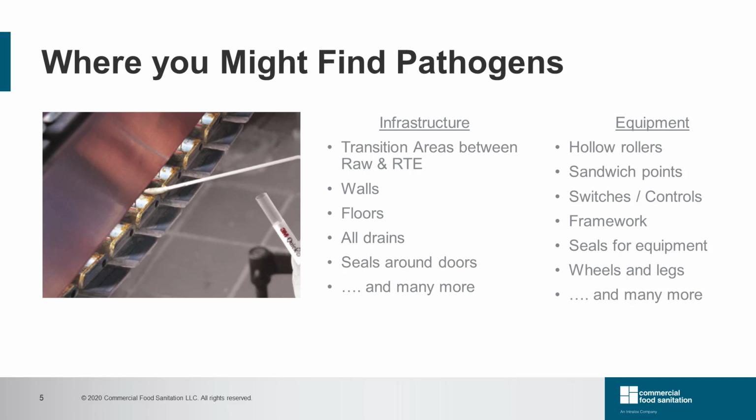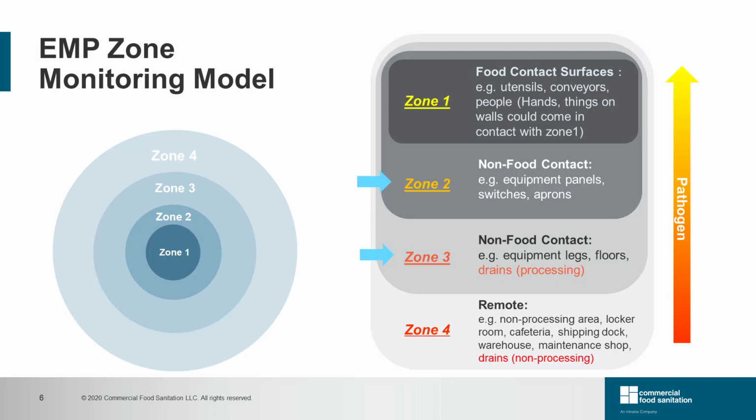door seals that are not intact anymore, all of which can trap soil, water, and of course, bacteria. Equipment can harbor pathogens in, for instance, hollow rollers, sandwich joints, switches or control buttons, or hollow framework that is not hermetically sealed or damaged, wheels, legs, and many other niches where bacteria can harbor and be allowed to grow.